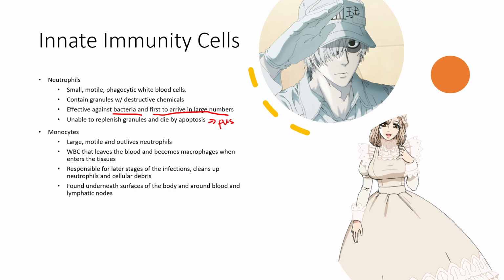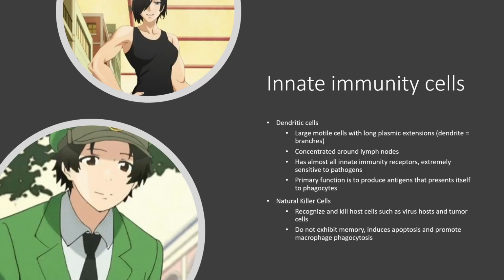Next, we have our monocytes. The lady on the right, you can see, these are our monocytes. Monocytes become macrophages when they enter the tissues, and in the anime, they only represent the macrophages. They are responsible for the later stages of infections. They clean up the neutrophils and cellular debris. They are found underneath surfaces of the body and around blood and lymphatic nodes. So these are actually ambush cells. In the anime, the macrophages usually arrive later compared to our neutrophils.